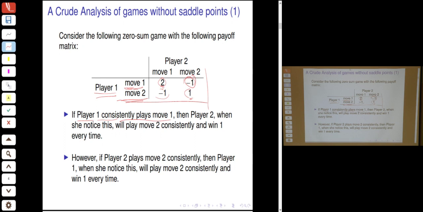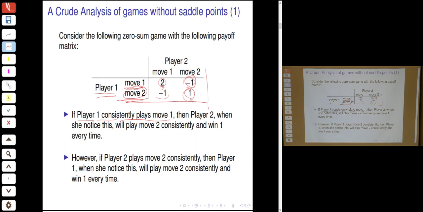So player 2 might think that, well, I have switched to move 2, and player 1 losing means player 2 gaining, because it's a zero-sum game. After having switched to move 2, player 2 might think that I have hit upon a really good move, so I'll just play this strategy. But if player 2 continues to play move 2 consistently, then player 1 will notice that after some point, and then he also will switch to move 2 when he will gain 1. Okay?